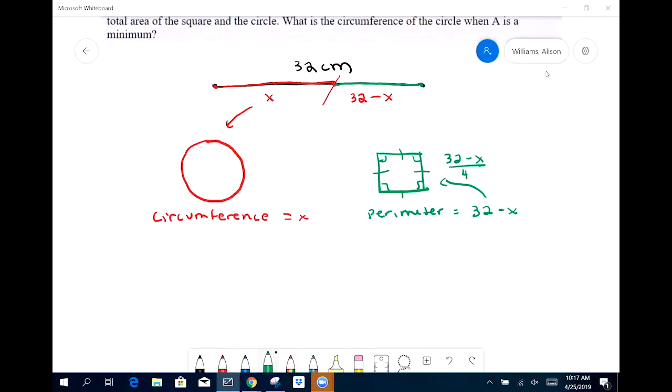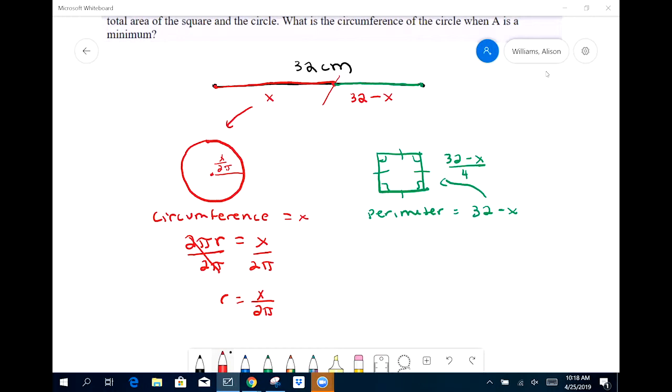Now they ask for the total area of the circle and the square. So let's start by finding the area of the circle. To find the area, it's pi r squared. Now the problem is I don't know what r is. I do, however, know the circumference, so I'm going to use the circumference to help me find this area. I'll put that on hold. I know that the formula for the circumference is 2 pi r, and I'm going to use this to solve for r. So now I have an expression for r in terms of x. The radius of this particular circle is x over 2 pi.